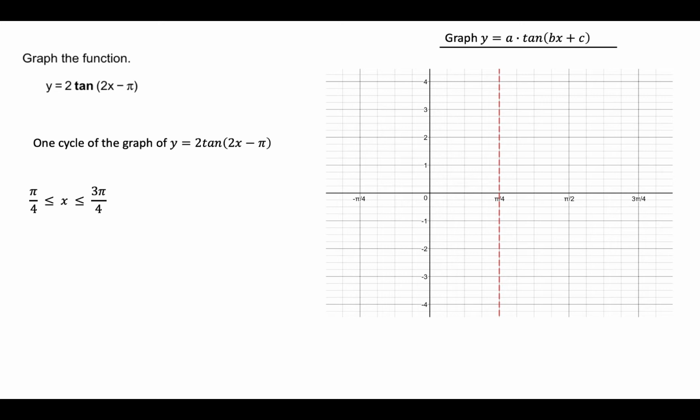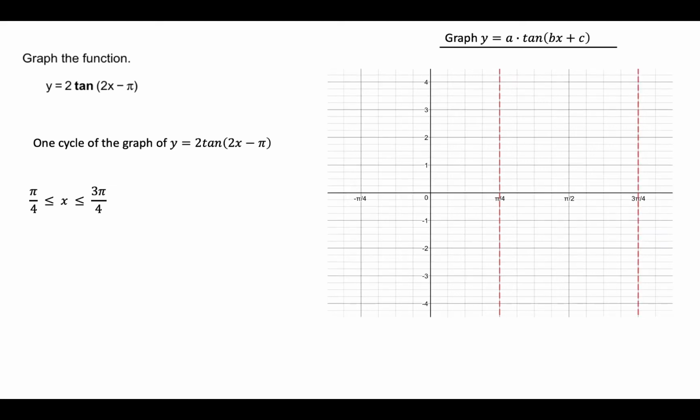The graph of the tangent function has asymptotes at the beginning and end of each cycle. So we'll begin by putting a vertical asymptote at x equals pi over 4. Then another vertical asymptote at x equals 3 pi over 4. Then we'll graph the shape of the tangent function, making sure that our graph exhibits the vertical stretch that is caused by the coefficient of 2 in front of the tangent.